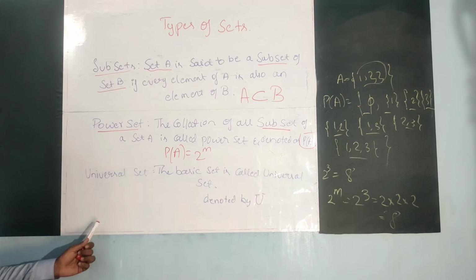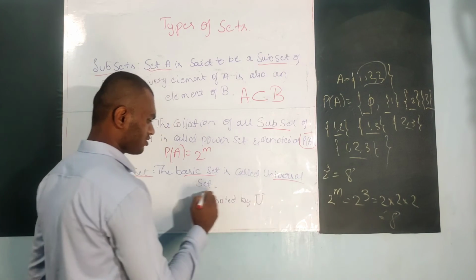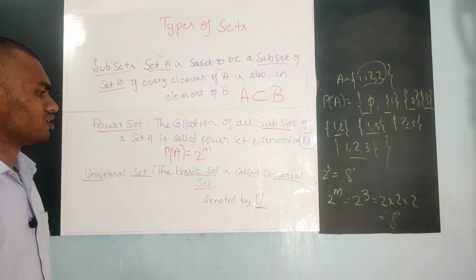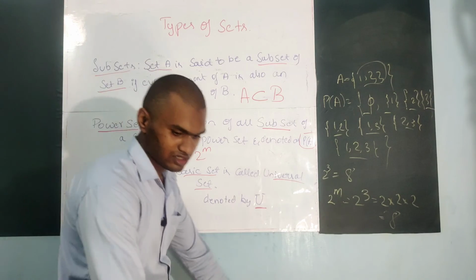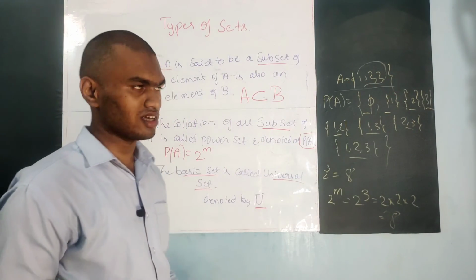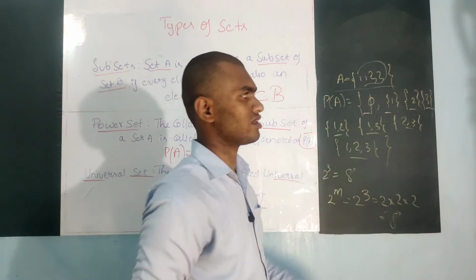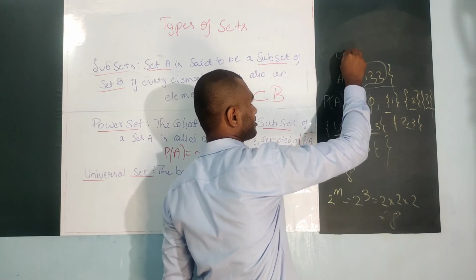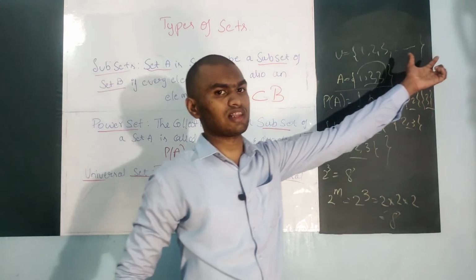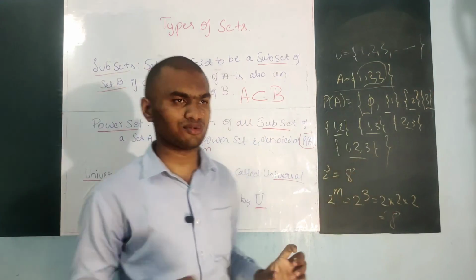Now let us jump into universal set. So universal set is nothing but a basic set. That basic set is called a universal set and it is denoted by U. How to understand this: we have considered an example here, A is equal to 1, 2, 3. Suppose we are studying the natural numbers. So universal set will be 1, 2, 3, so on. So the basic set is natural numbers for this set A. This basic set is called the universal set.